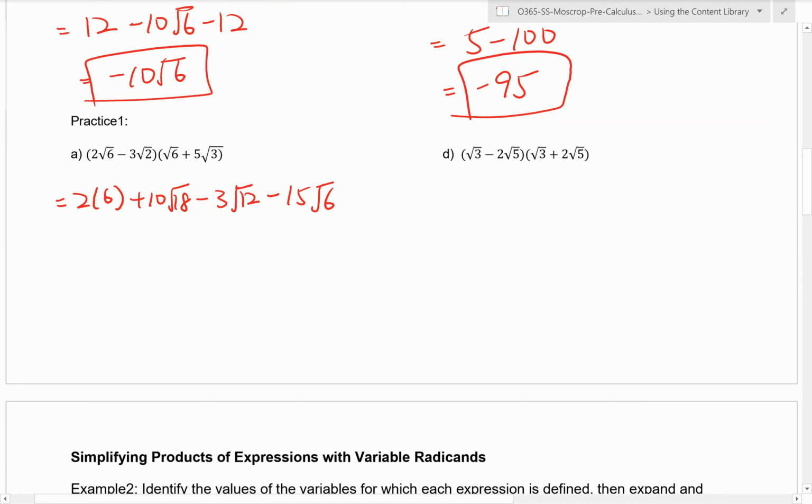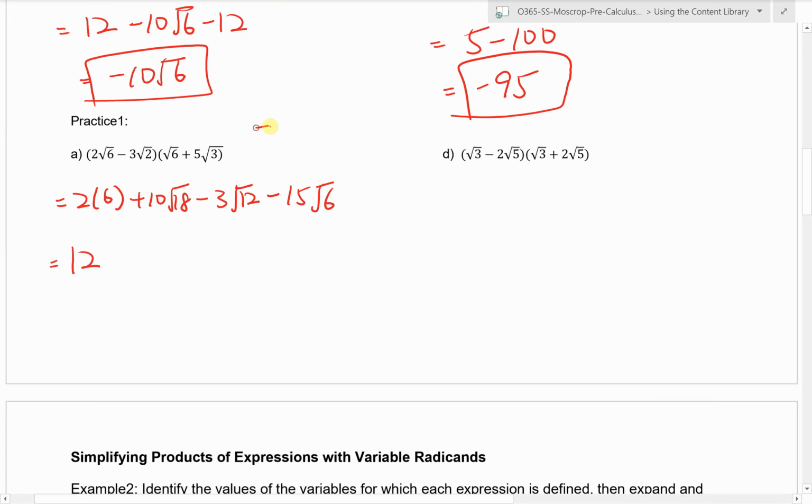Okay, so I'm assuming you finished it. For the first one, I finished the first line already. You might think, okay, well, there is no like term, so I'm done. So be really careful. Sometimes you're not quite done yet. You actually need to simplify first. So 2 times 6 is 12. It's not a problem. This is root 18, which can be simplified, right?